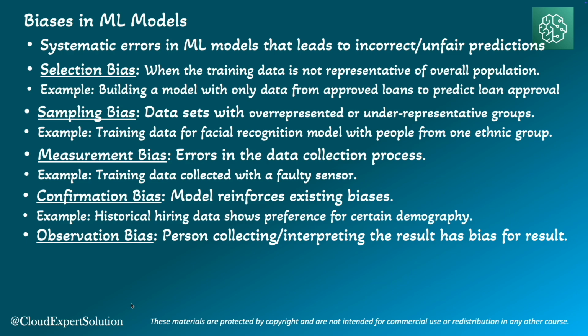This is also called supervisorship bias. Observation bias occurs when the person collecting or interpreting the result has bias for the result. That means the supervisor is only observing the success and ignoring the failure. For example, if a study only includes successful startup, it may overlook the factors that lead to the failure of the startups, and that dataset can lead to biased conclusion.